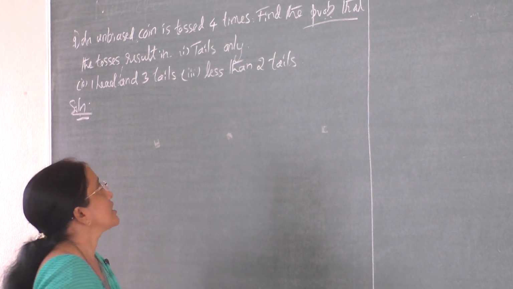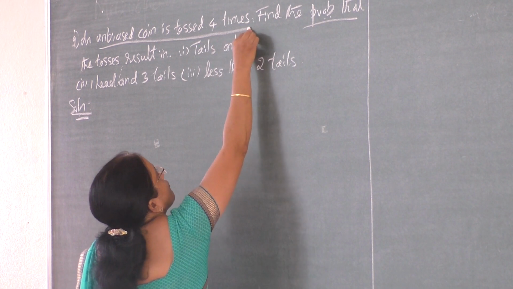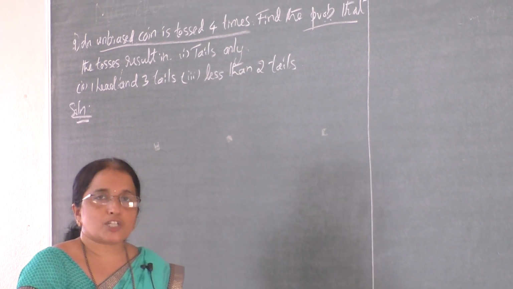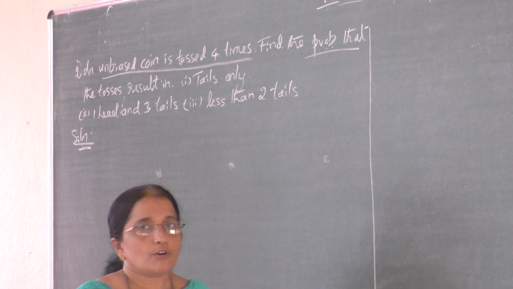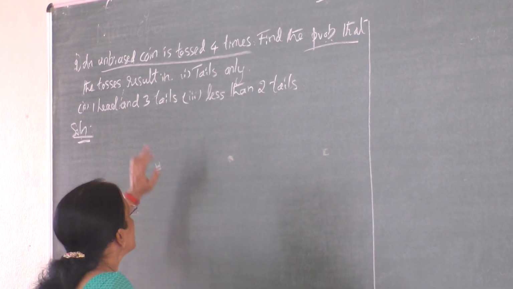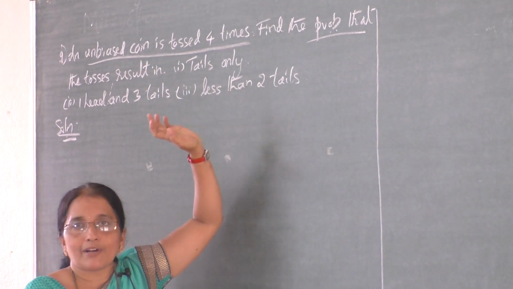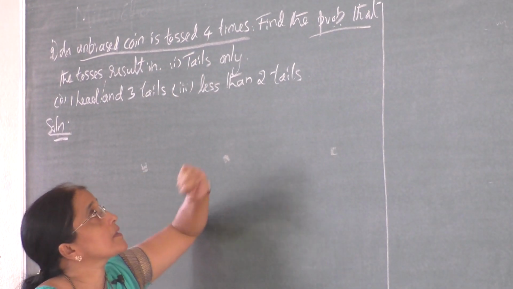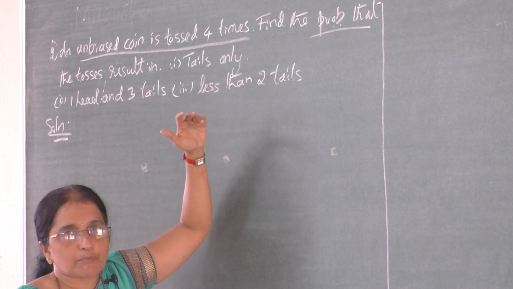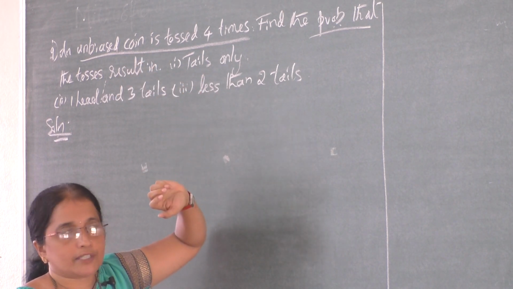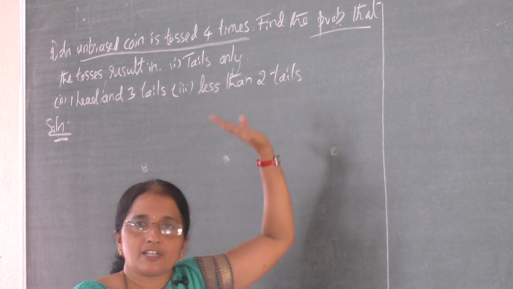And here in this question, first decide which is the random experiment. You can observe an unbiased coin is tossed 4 times. It is the random experiment. Tossing a coin once is a Bernoulli experiment we studied. Then tossing a coin more than once becomes an example for a binomial experiment.